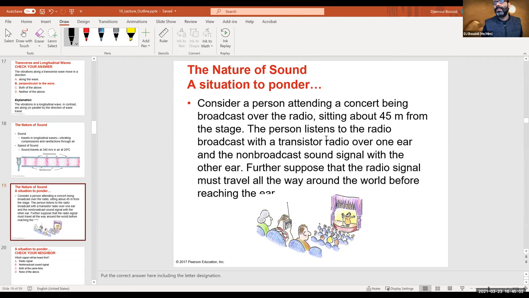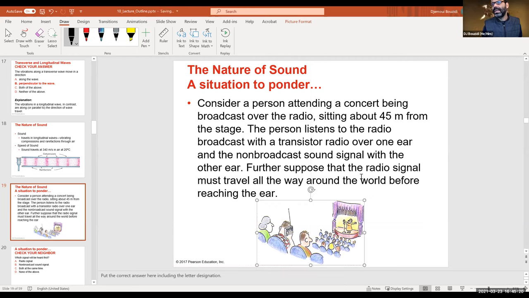So again, a person attending a concert broadcast over the radio sits 45 meters from the stage. The person listens to the radio broadcast with a transistor radio over one ear and the non-broadcast sound signal with the other ear. Further, suppose that the radio signal must travel the entire way around the earth to reach the person.